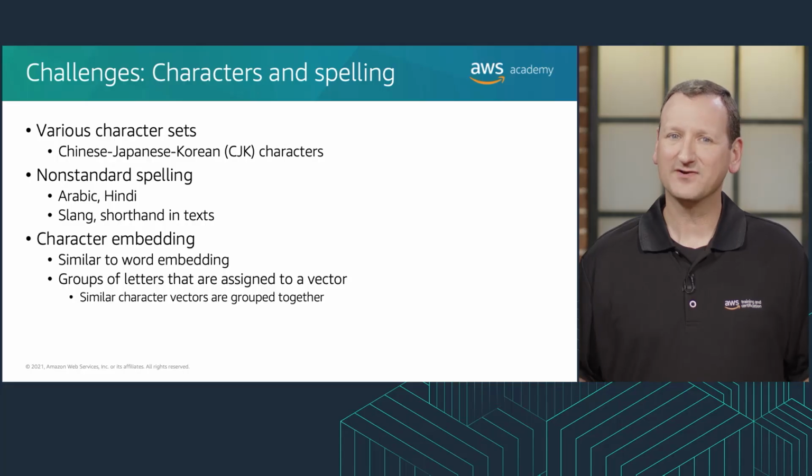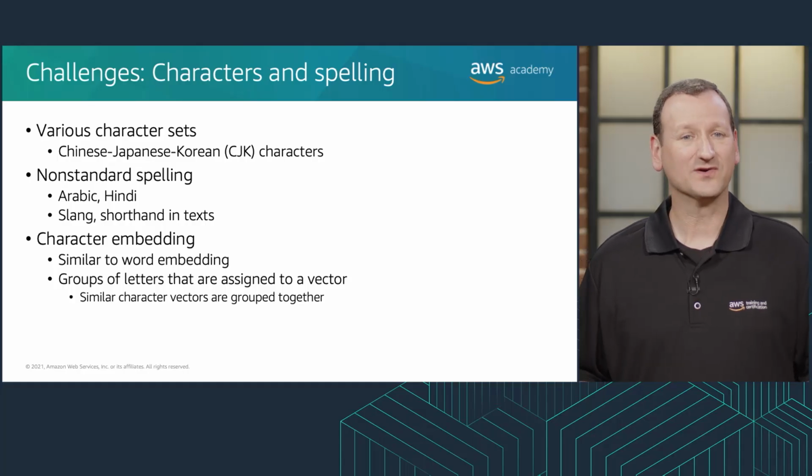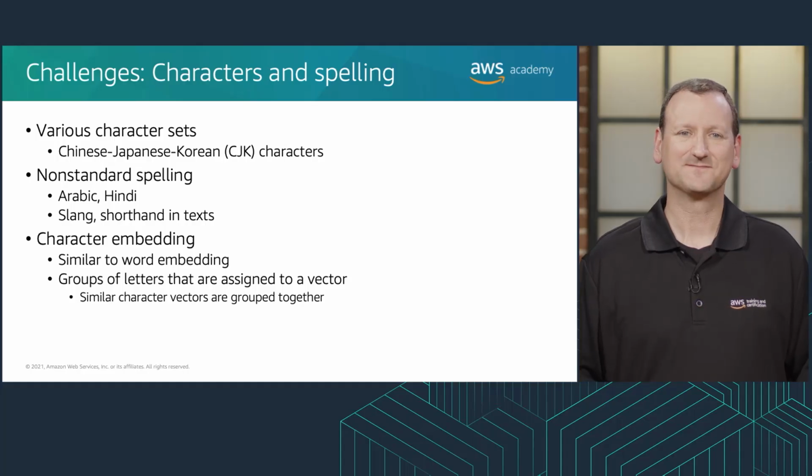Character embedding is very similar to word embedding you learned about in Module 3. With character embedding, each letter in a word is assigned a vector. The model produced by these vectors is then trained to group similar vectors.